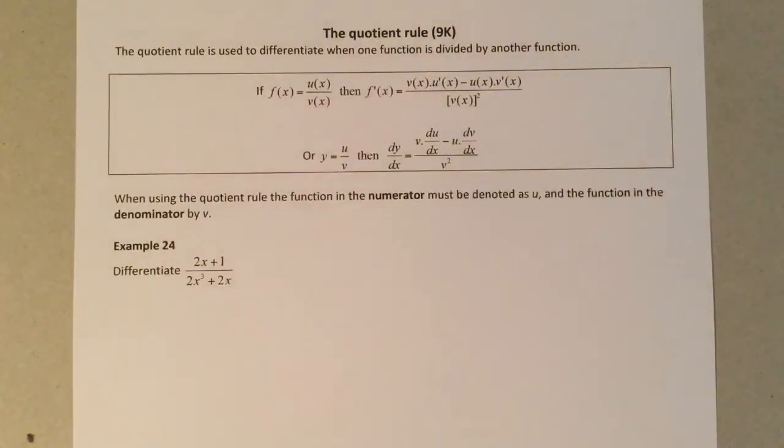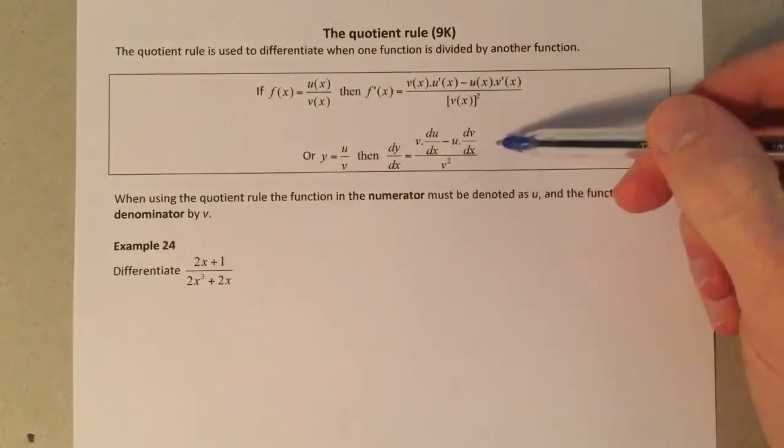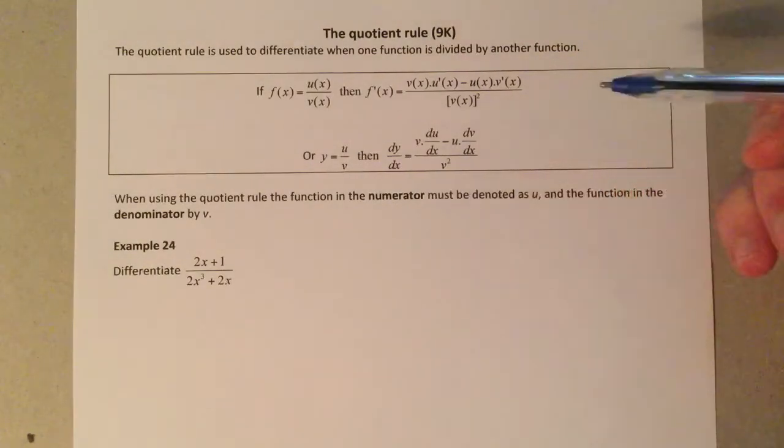Now, of the chain, the product, and the quotient rule, this is probably the hardest one to memorize, so it's often a good one to come back to the formula, and they do put the quotient rule on the formula sheet for you, which is nice in exams.